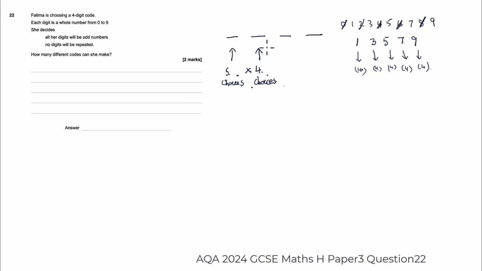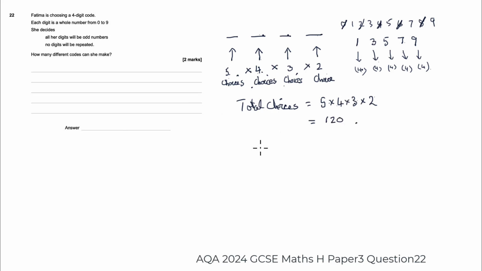So once she's chosen the first 2, she's now only got 3 digits left. So for each one of these 20 choices for the first 2 digits, she can choose the next digit in 3 different ways. So again, it's a multiplication. And you can see the pattern here. For the last digit, she's now got 2 choices left. And again, we'll be multiplying to get the total number of choices. So the total choices she could make for this 4-digit code is 5 times 4 times 3 times 2. And we can work that out by saying 5 times 2 at the end is 10, 4 times 3 in the middle is 12, 10 times 12 is 120. So she has 120 choices for different codes.